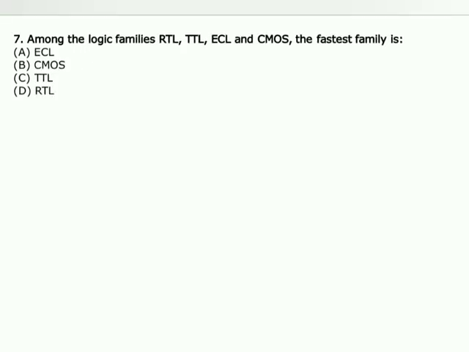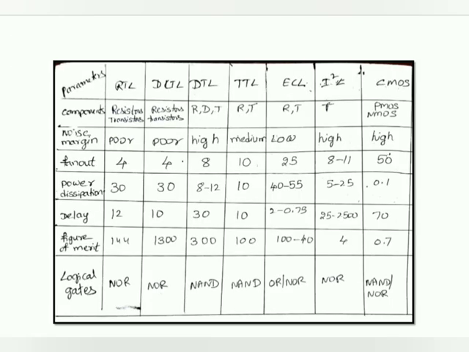Among the logical families RTL, TTL, ECL and CMOS, the fastest family is ECL, because ECL is the fastest of all the logical families as the propagation delay is very small. Here you can observe in the table that the propagation delay of ECL is very small compared to the remaining logical groups. So that's why ECL is the correct answer, the fastest of all the logical groups.